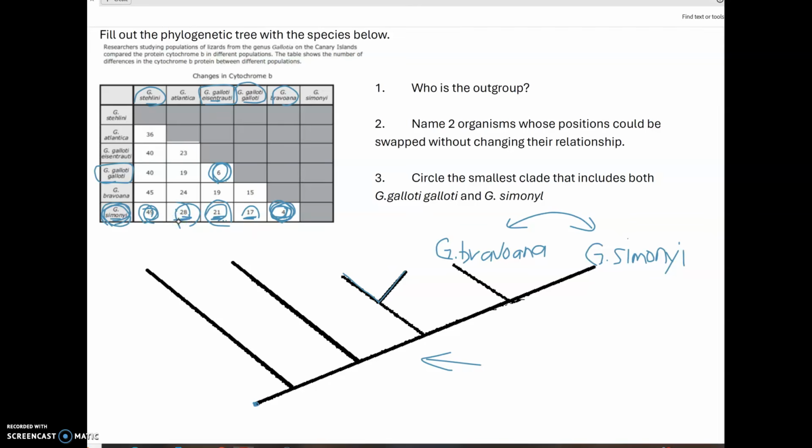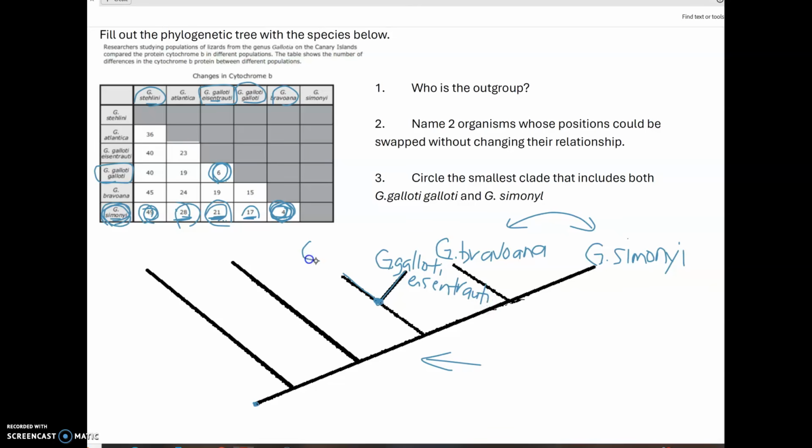Does it matter left or right? No. Since they branch from a node here, you can actually put whichever one you want on the left or the right. You might think, oh, well, since there's only 21 differences in the eisentraudi, maybe it should go on the right, but it really doesn't matter. So G. galati, G. eisentraudi.